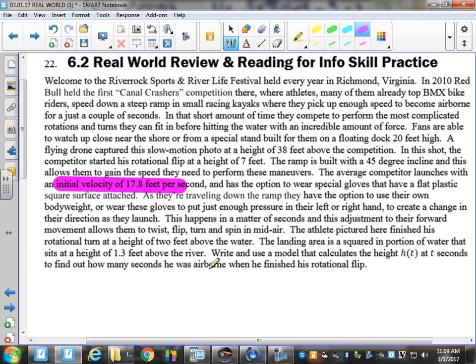So we're trying to find when he finished his rotational flip. What is the starting height of his rotational flip? Everyone sitting up nice and tall, please. 7. That's why it's important to read, because you can't just pick out the first number you see. It might not be relevant.